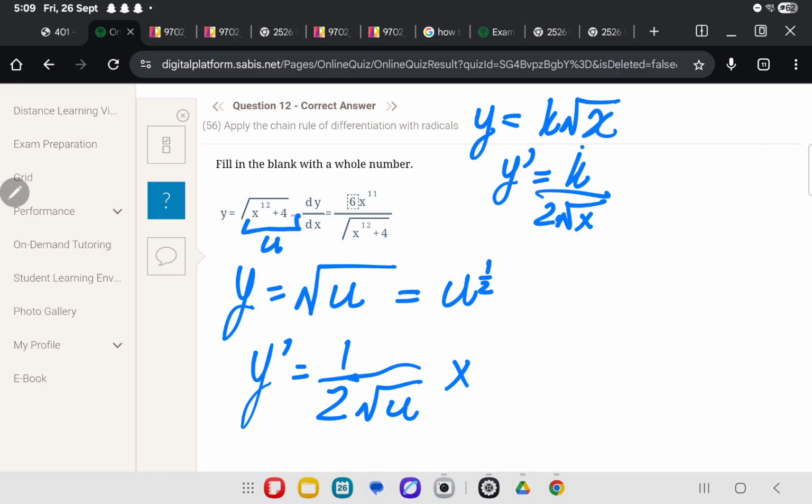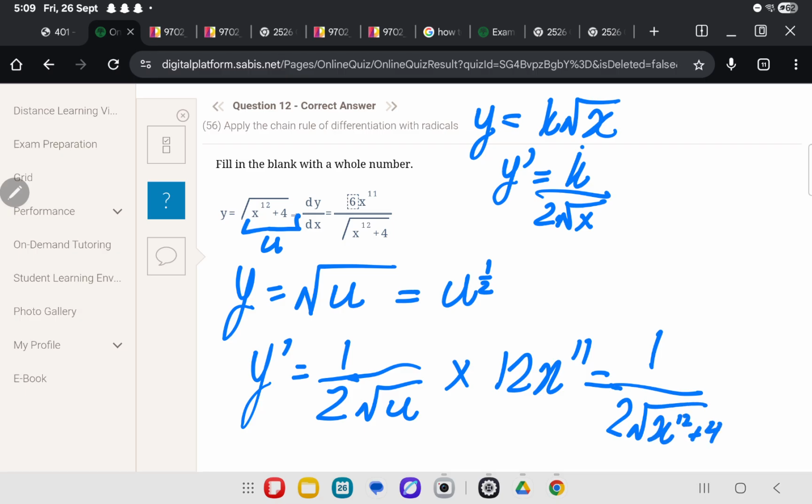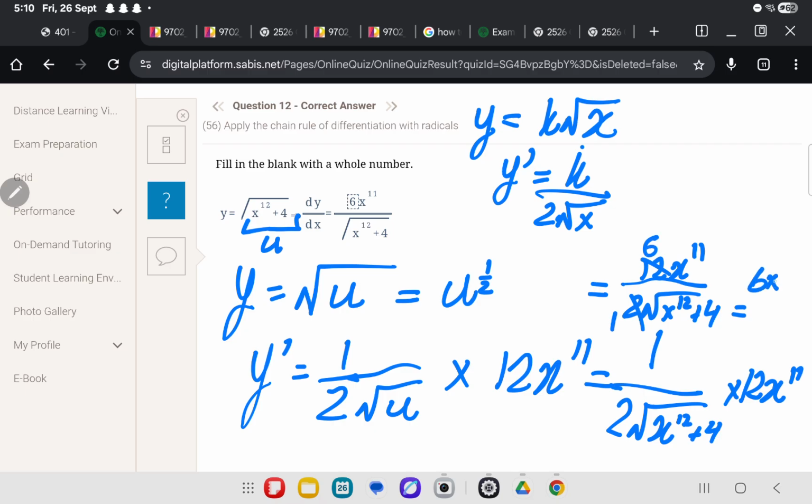Now we're going to find u prime. U prime is 12x to the power of 11. Now, rewriting this, it's going to be 1 over 2 radical (x to the power of 12 plus 4) times 12x to the power of 11. Now we're going to substitute, or sorry, we don't need to substitute anything here. This is where we actually need to simplify, right? So this can be rewritten as 12x to the power of 11 over 2 radical (x to the power of 12 plus 4). The 12 and the 2 will cancel out. This will give me 1, this will give me 6, 6x to the power of 11 over radical (x to the power of 12 plus 4). And that's my answer.